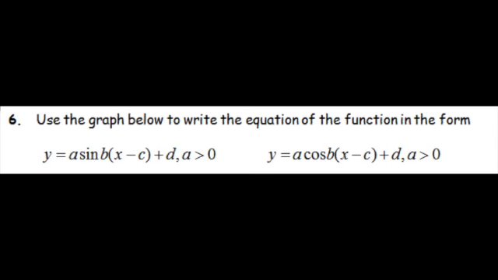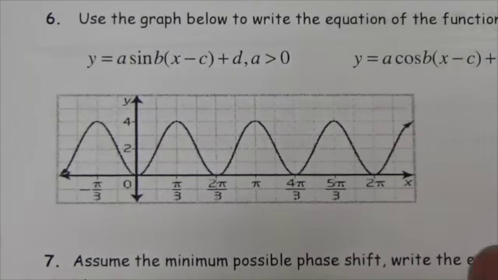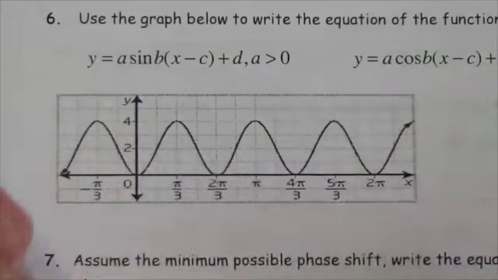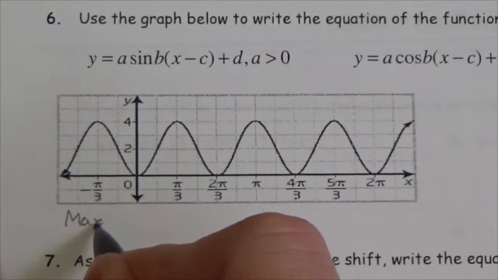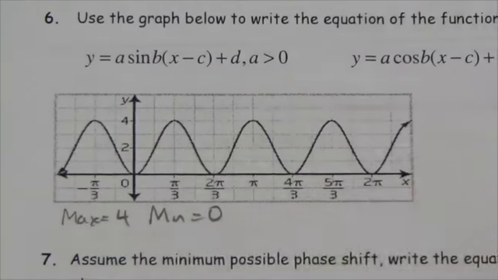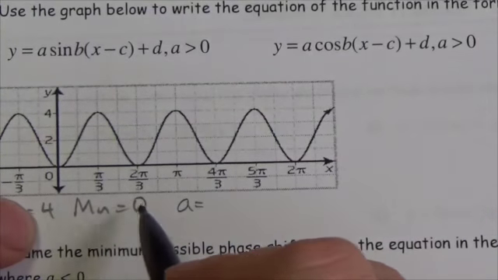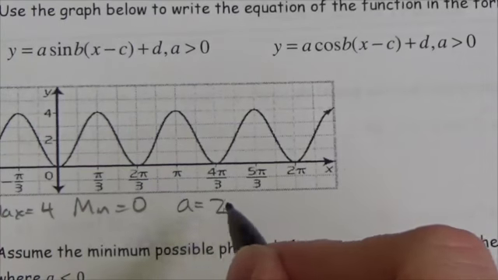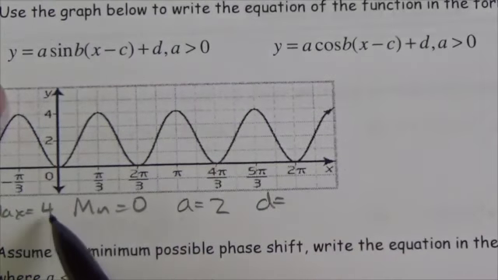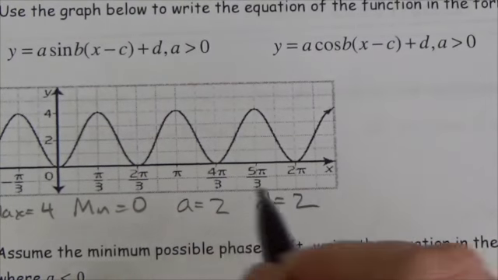Use the graph below to write the equation of the function as a sine function and as a cosine function where a is greater than 0. Now we're going to come up with these equations essentially simultaneously here. First of all, like we've done in the previous ones, let's identify the maximum. In this case it's 4. And the minimum, I think, is clearly 0. So I can tell right now that my a value is going to be the max minus the min, so 4 minus 0 over 2, which is 2. My d value is going to be the max plus the min, 4 plus 0 is 4, divided by 2 is 2. So those two are identical to each other.